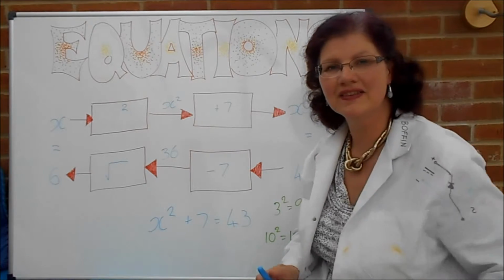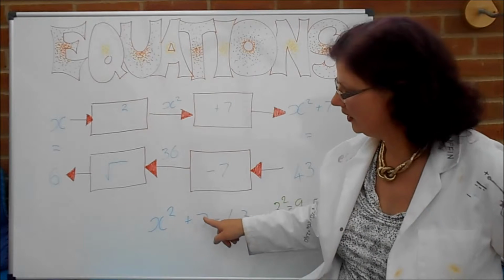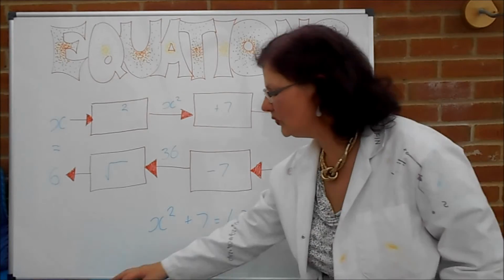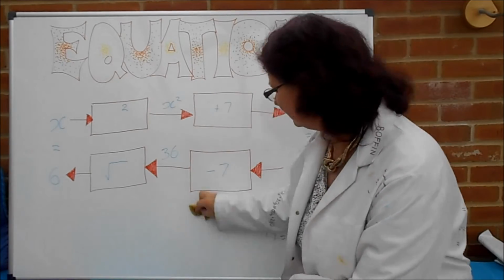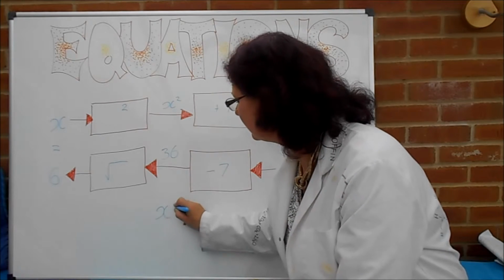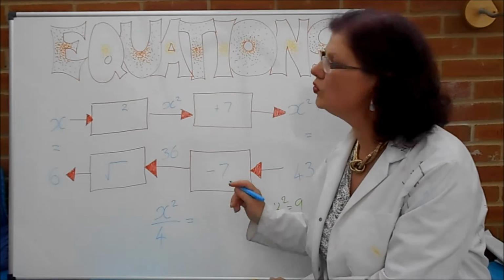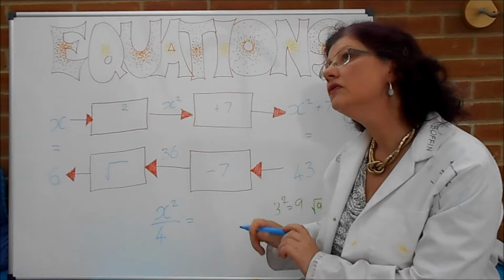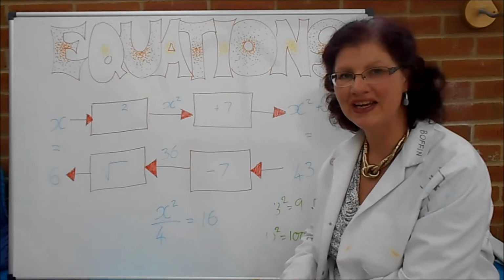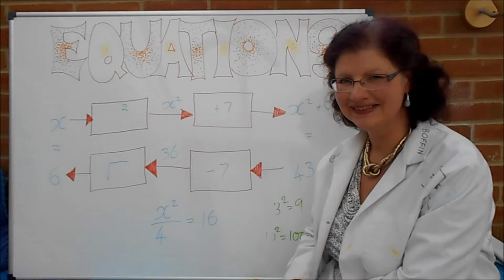So x is 6. We can check it by putting it in here. 6 squared is 36 plus 7. Yep, that's 43. Okay, just one more now. Let's combine. Let's have x squared divided by 4 equals, what should we have? 16. Okay, so there we've got a squared and a divide. So again, you put different things in your boxes and see what you come up with. See you in a minute.